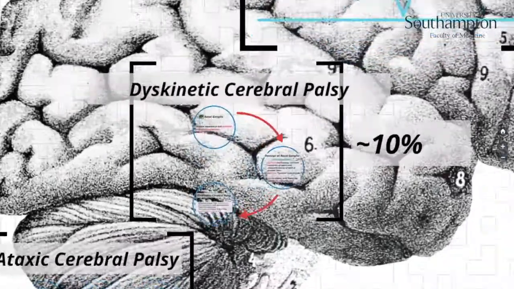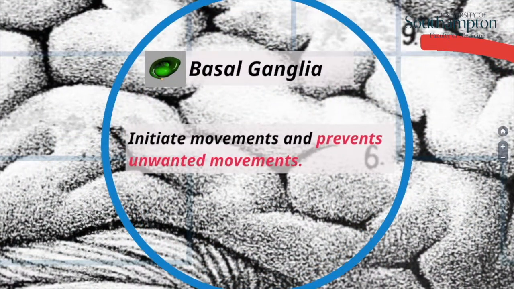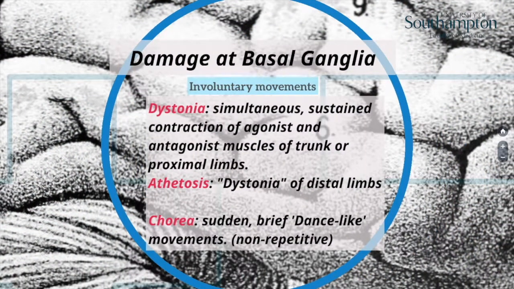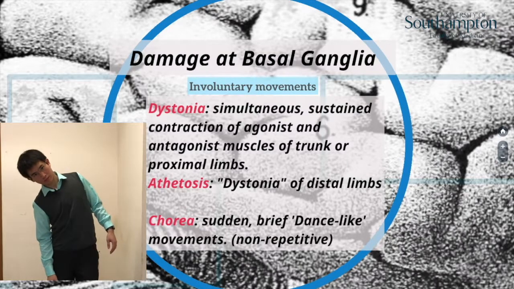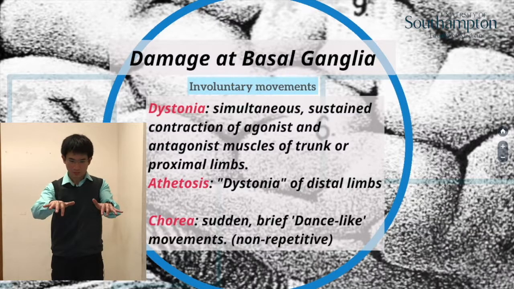The first one being dyskinetic cerebral palsy, where the lesion is located in the basal ganglia, and this causes involuntary movements such as dystonia, athetosis, and chorea. Dystonia and athetosis are similar in the sense that they are both simultaneous sustained contractions. The only difference between these two would be the locations, dystonia being more proximal, the trunk muscles, and athetosis being on the distal limb muscles.